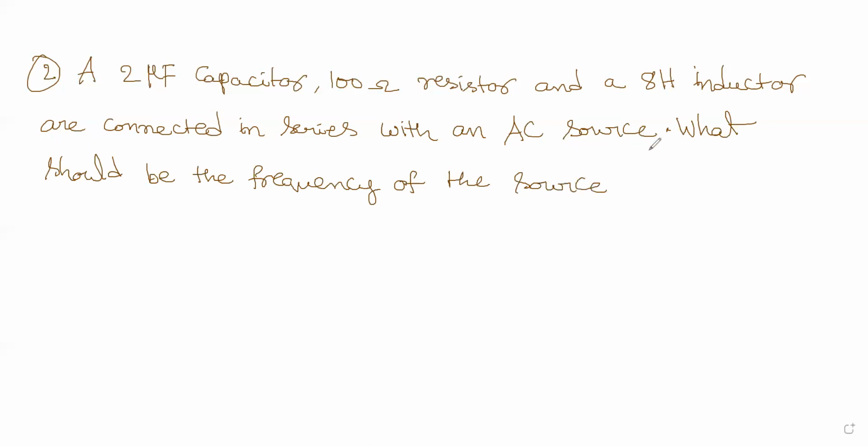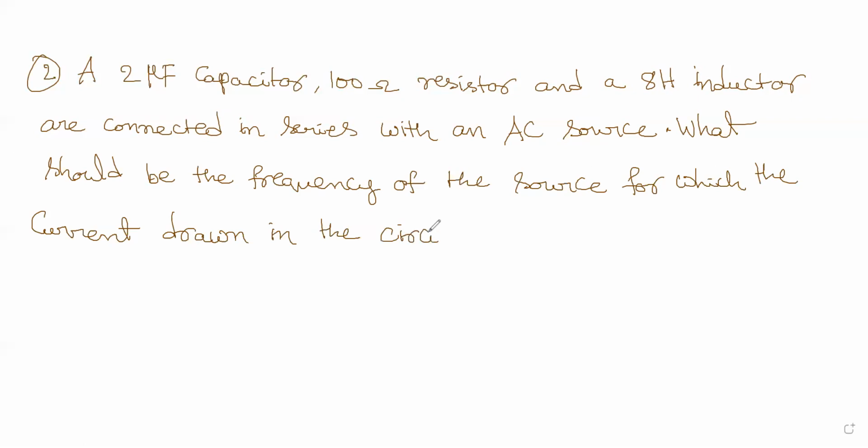What should be the frequency of the source for which the current drawn in the circuit is maximum? See this condition: when they say that current drawn in the circuit is maximum, it means that XL is equal to XC. So that is the resonance condition they are talking about.